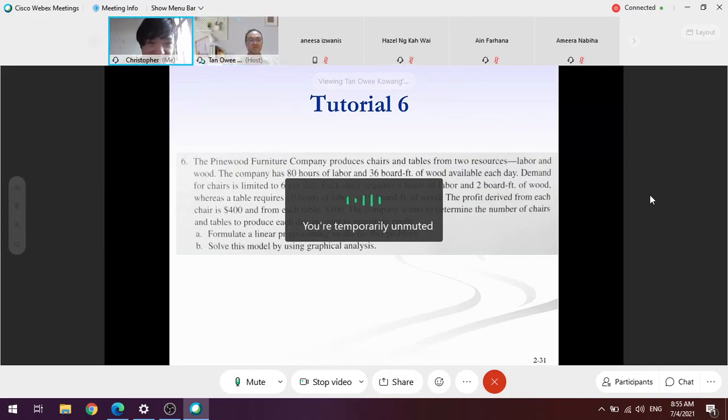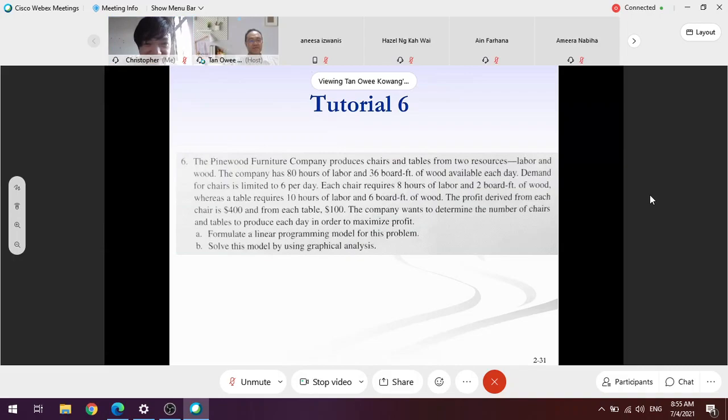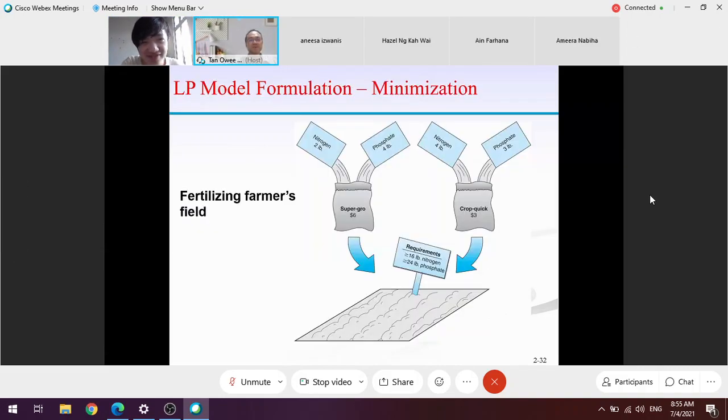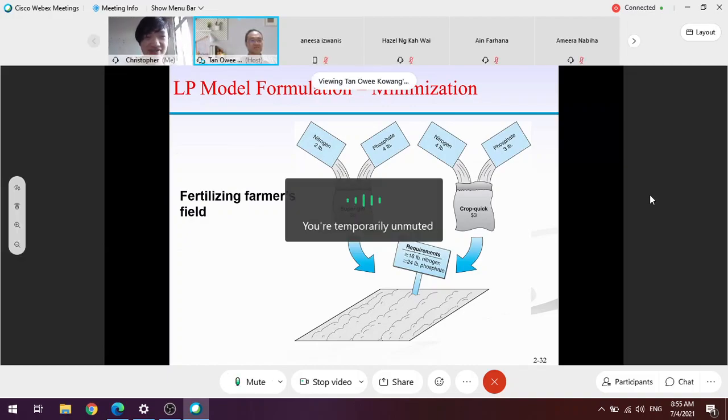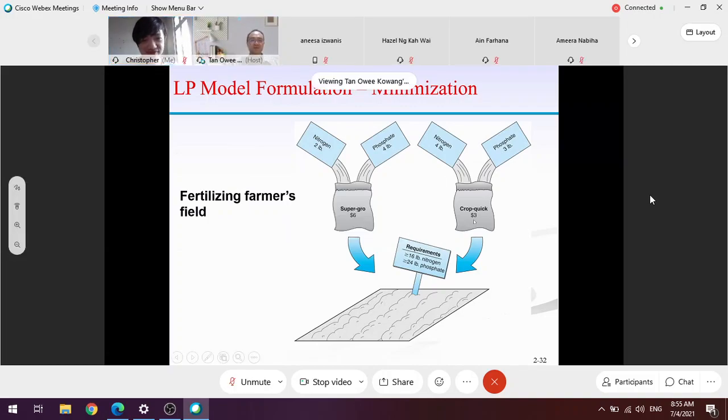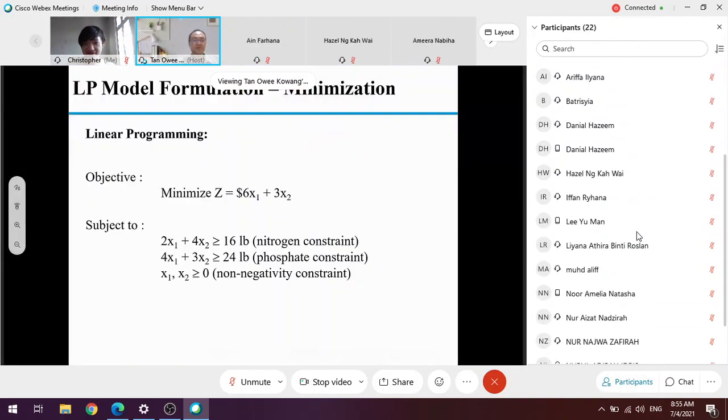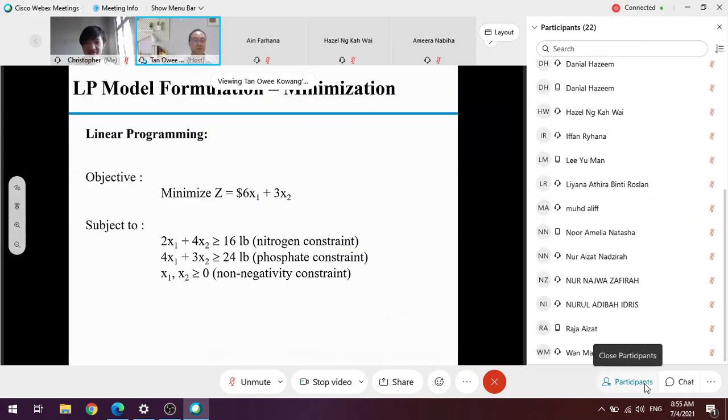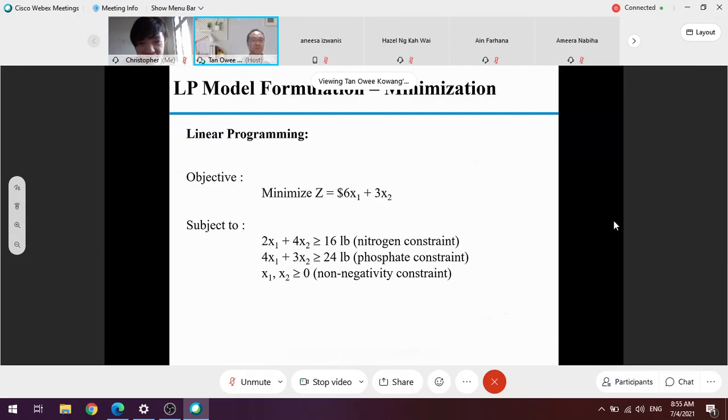Okay, so I made it a very simple way. Remember this problem, the fertilizer problem, Super Grow and Crop Quick? I think in chapter 3A, we developed this linear programming formulation for Super Grow and Crop Quick. So this is the formula we have developed.